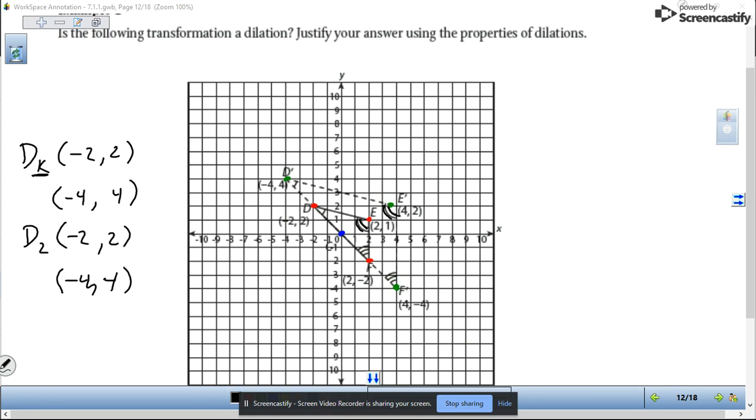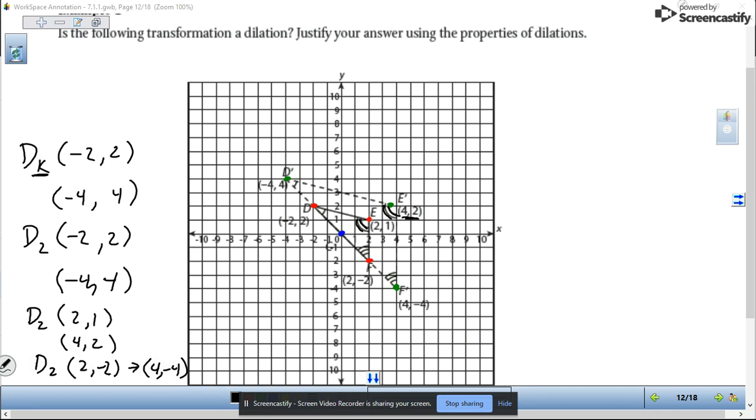Now that should work for all of the original points. So let's look at E. If we did a dilation of a factor of 2 on 2, 1, then we should end up with 4, 2. And if we look over here, that is exactly where E prime is at. And then if we do the same thing, dilation of 2 on 2, negative 2, we should get 4, negative 4, okay? Which we do. So that shows that we are multiplying by the same scale factor of 2 each time. You can also show that by dividing. That's another way to do it. But if it's graphed, it's almost easier a lot of times just to figure out one of them and then go from there.